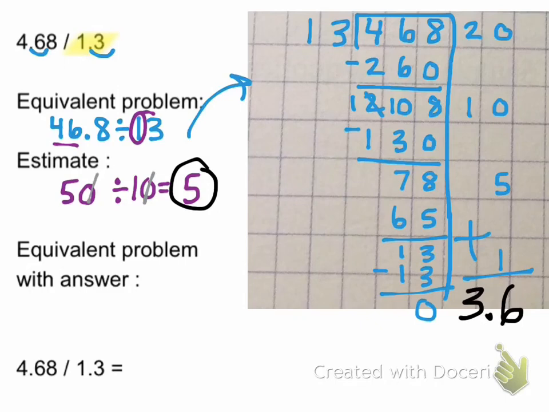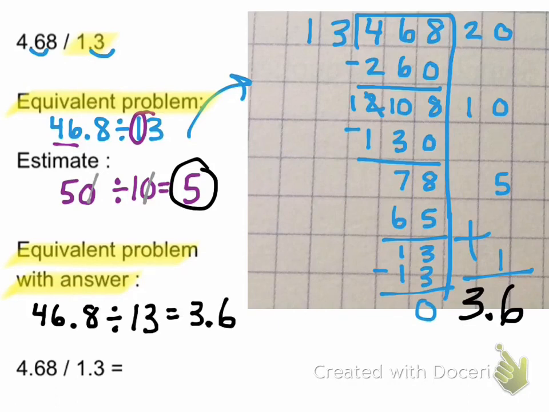Next, your workbook asks for an equivalent problem with the answer. So you're going to use the equivalent problem that you wrote up here and rewrite it with the answer that we just got, 3 6/10. You'll need to remember that equivalent means equal to, so because we found the answer to the equivalent problem, it's also the same exact answer as the original problem before we moved the decimals. So 3 6/10 is our answer for both of those because they are equivalent.